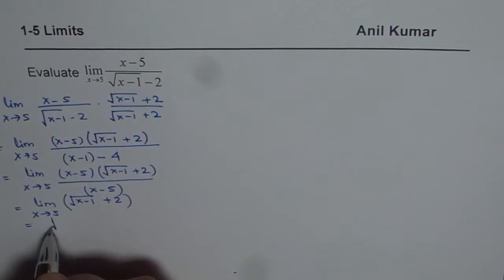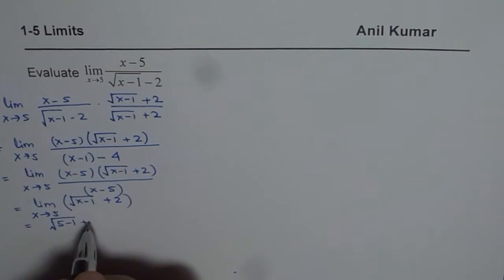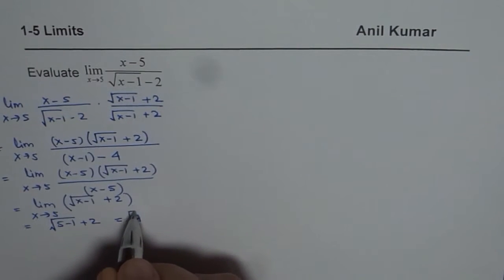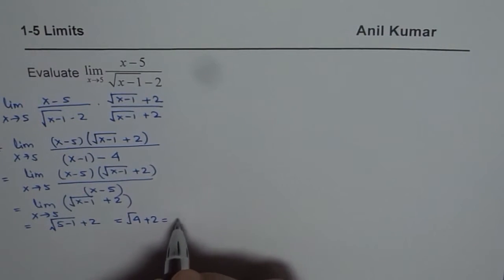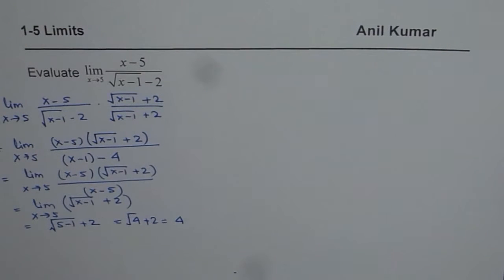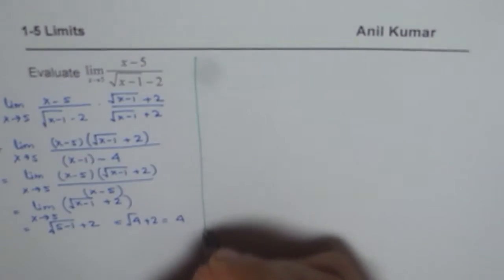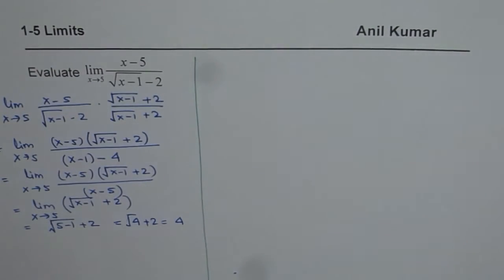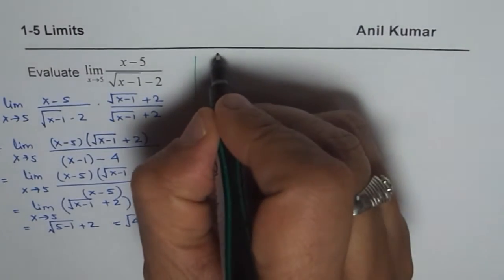So we are substituting 5 minus 1 plus 2. Square root of 5 minus 1 is 4. So square root of 4 plus 2, and that is 2 plus 2. So we get 4 as our answer, right? So that is how you can do it using rationalization. Now let us apply the substitution method. So we'll use substitution now.